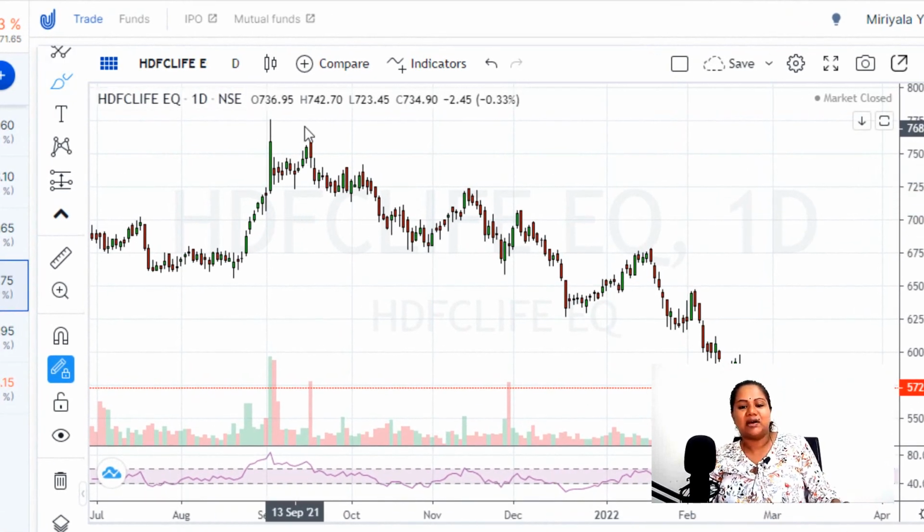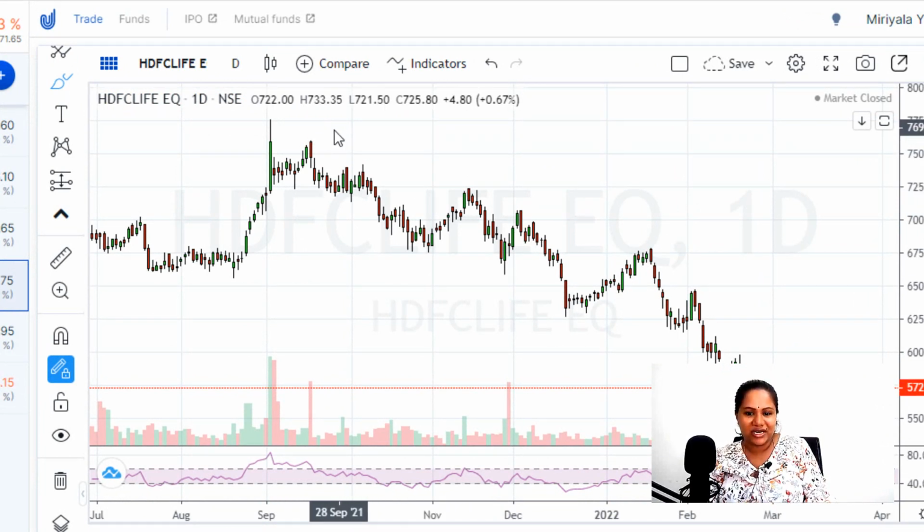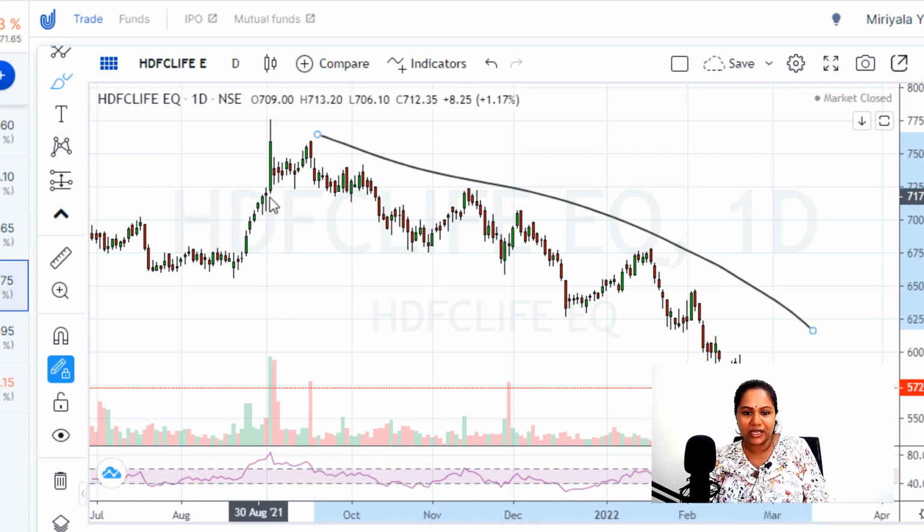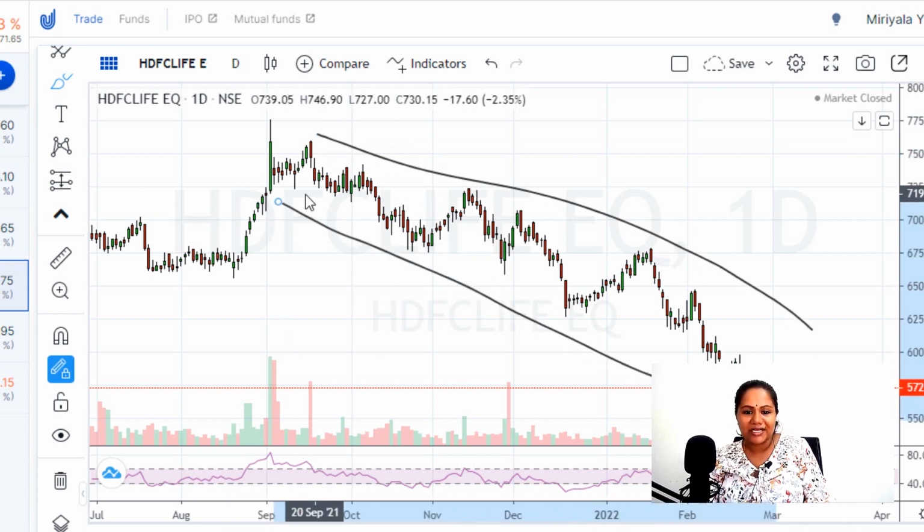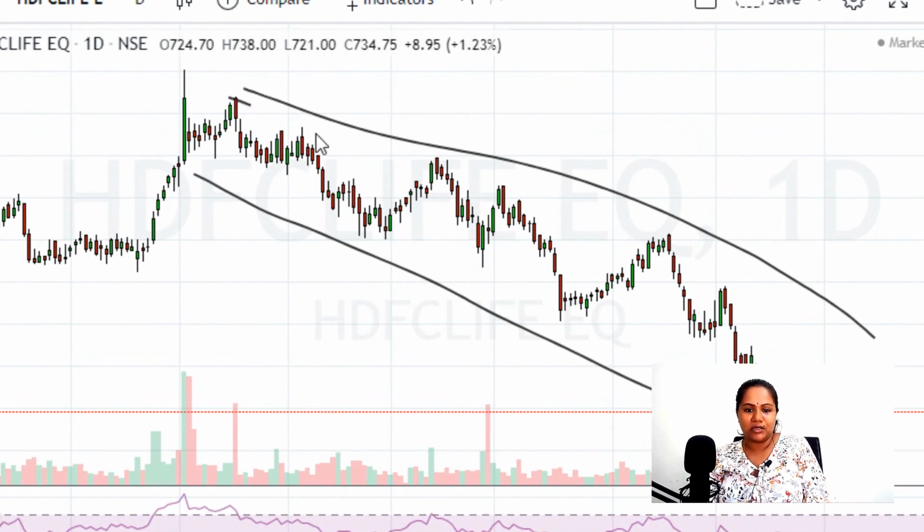So friends, what you're seeing here is HDFC Life, and you can see clearly that HDFC Life is trending down. It is making lower highs and lower lows. You can see this is one lower high, another lower high, and several more lower highs, and it's also making lower lows compared to the previous lows. So clearly HDFC Life is making lower highs and lower lows, and it is coming down.